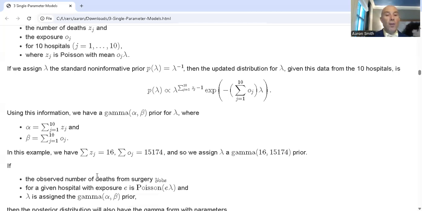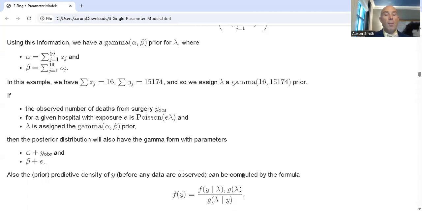I'm going to take the observed number of deaths from surgeries, y obs, and for a given hospital with exposure e, it's Poisson(e lambda), and lambda is a gamma random variable for the prior. Then my posterior distribution will be gamma with these updated parameters: alpha plus the number of deaths, beta plus e. Also, the prior predictive density of y before any data is observed can be computed using this formula.